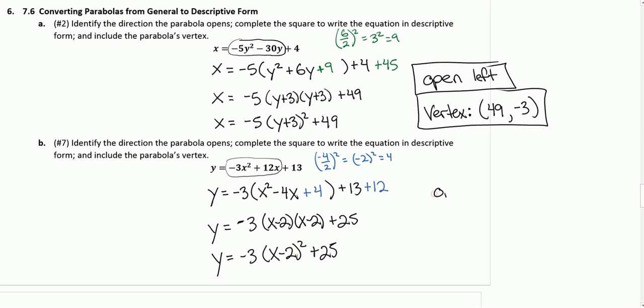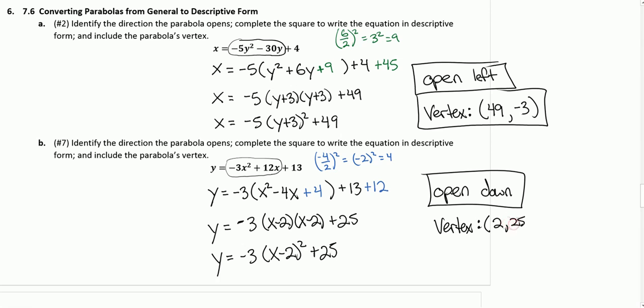This is going to open down, the parabola will, because it's a y equals parabola, opens along the y-axis, and a negative 3 opens down in the negative direction. Our vertex is going to be 2, 25. The 2 is with the x value, x minus 2, and so we know the 2 contributes to our x value in the vertex. It's always the opposite, and then that 25 contributes to the other one, in this case the y variable.